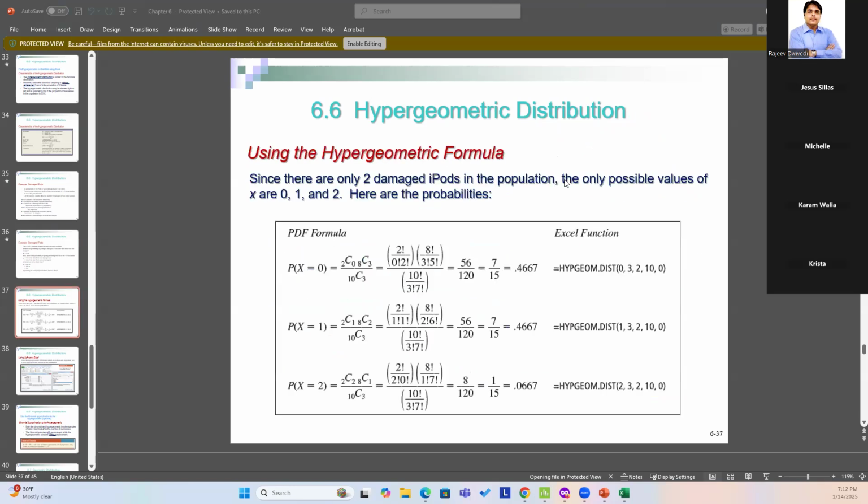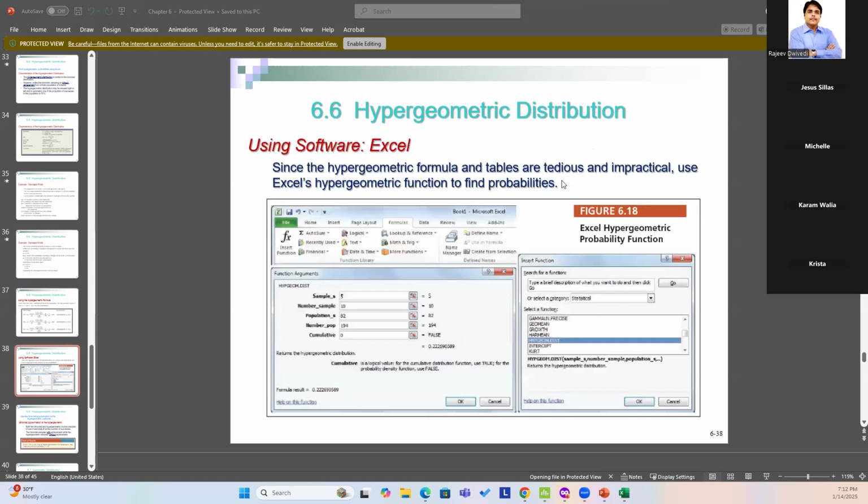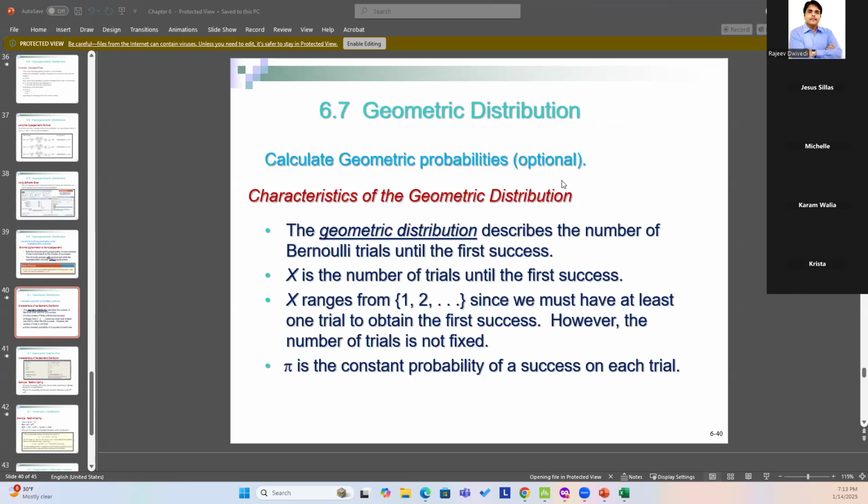Now we have one more distribution in this chapter, geometric distribution. The geometric distribution is Bernoulli trials until the first success is achieved. So let's say you organize an event for fundraising in a university. What is the probability that the seventh person will donate some money? So basically, this is geometric.